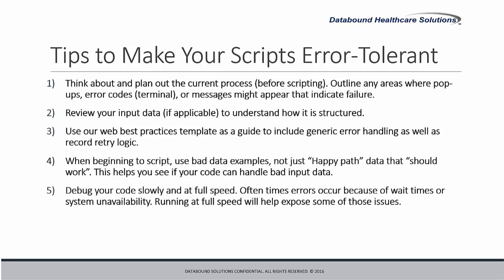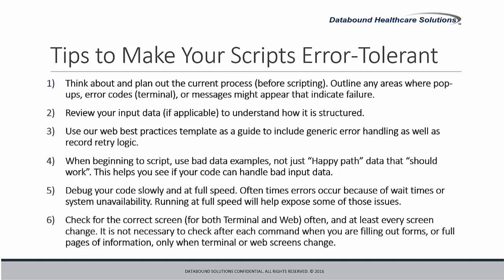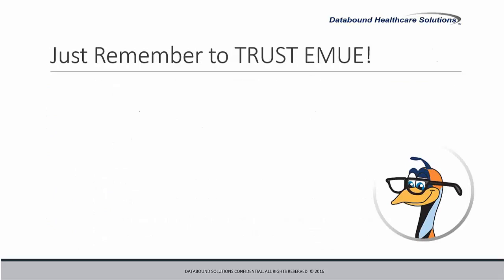Debug your code slowly and then debug it at full speed. So make sure you watch it going at full speed because a lot of times errors occur because of wait times or system unavailability. So running it at full speed will let you see those errors. And then lastly, check for the correct screen for both terminal and web, and do that often. My recommendation is at least every time you flip to a new screen, check to make sure that you made it to that screen correctly, because there could have been a middle screen or there could have been a pop-up. Either way, checking for that screen will help you mitigate that. And to help you remember that, just remember, trust EMUE.